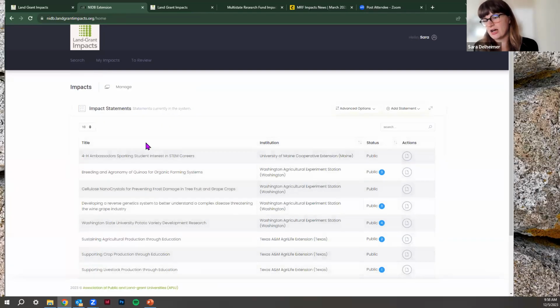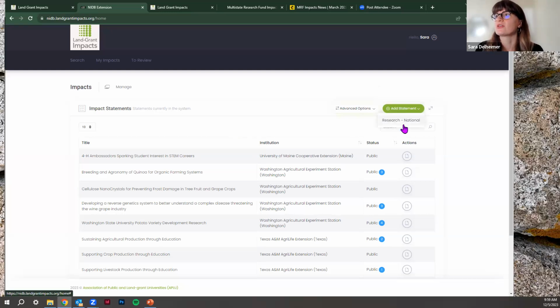And then it brings up this My Impacts page, which is where you will see a list of all the impact statements you've submitted. Mine looks a little funky because I have some additional privileges to see other impact statements. Yours will be a little bit different. To add a statement, there's an Add Statement button.